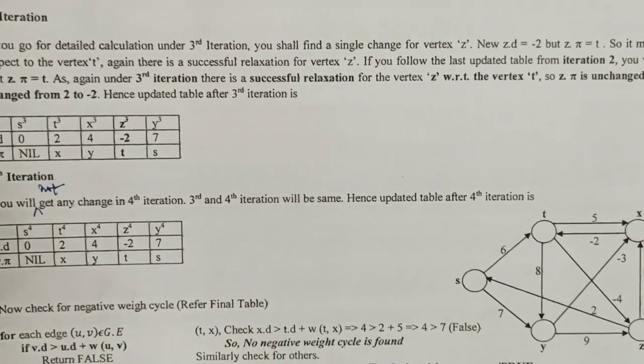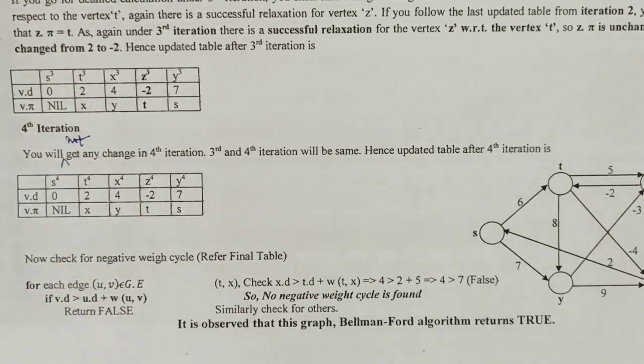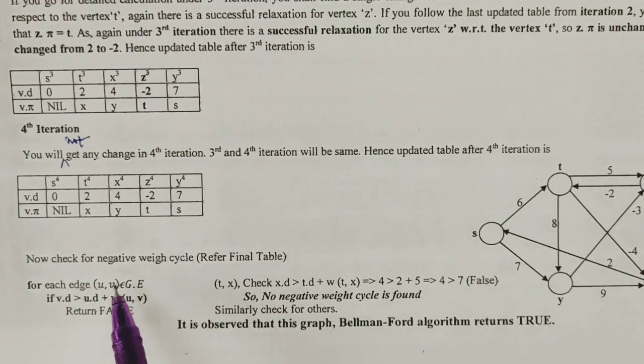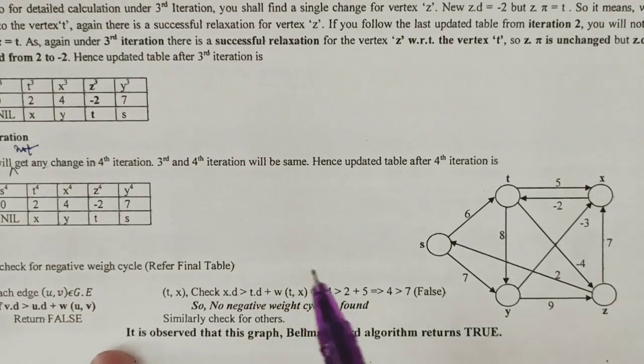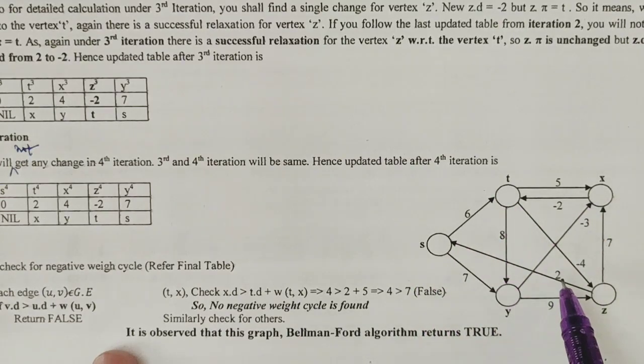Okay, so 70% of the task is complete. Now check for negative weight cycle. I told you after all the iterations are complete, you have to check all edges. That means for each edge present in the graph, you have to check whether still there is any relaxation possible or not. That means you have to pick up all the edges. And what are the edges? S to t, s to y, t to x, t to y, t to z, x to t, and then z to s, z to x.